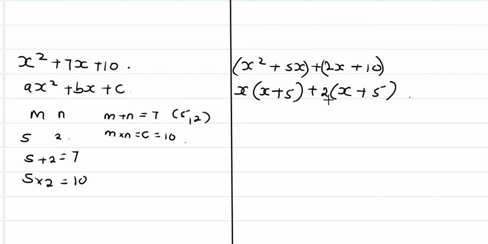Now that it looks like this, I can take one x plus 2, so it becomes x plus 2. And then out of these two, I just take one and say x plus 5. And that becomes the answer for that question.